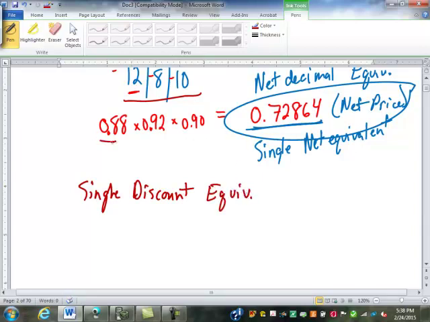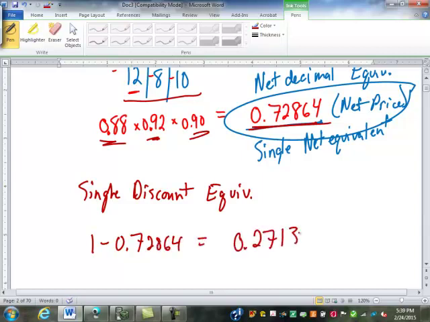Which is found by using the same principle we found up here to get the 88, 92, and 90. If our net price is 0.72864, the discount is going to be 1 minus 0.72864, or 0.27136. That is our single discount equivalent.